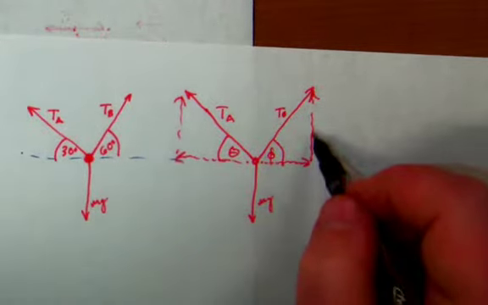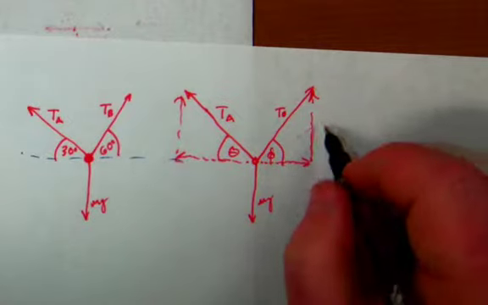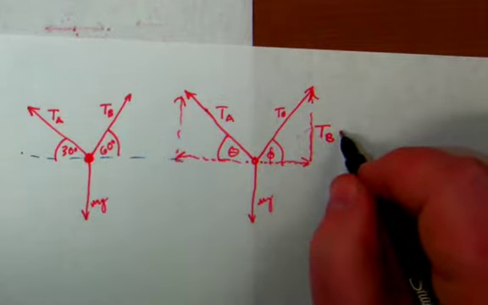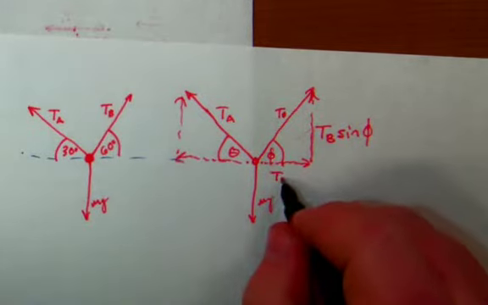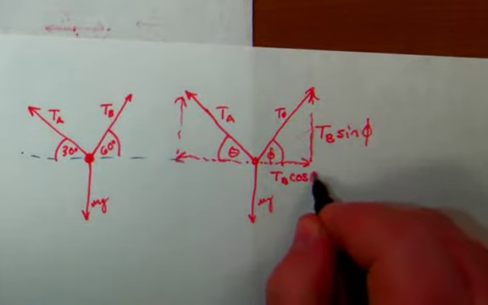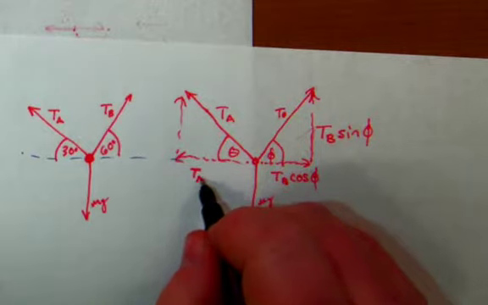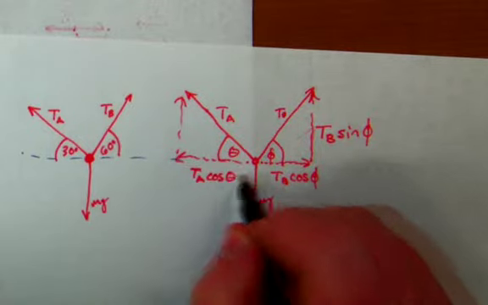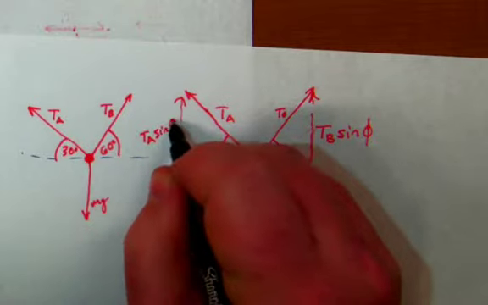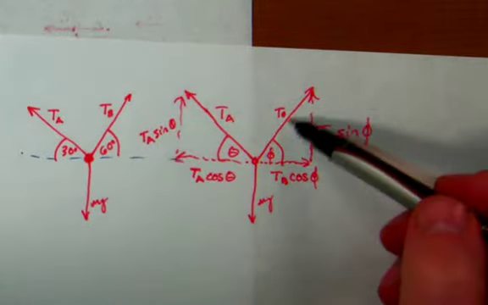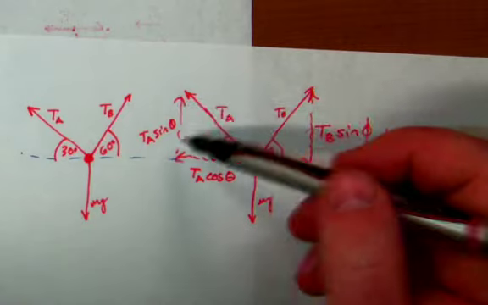Well, what is this? This is the opposite side of that angle. So that's going to be TB sine of angle phi. This will be TB cosine of angle phi. This is TA cosine theta. And this is TA sine theta. So now I don't have to look at these vectors anymore. I look at their components.